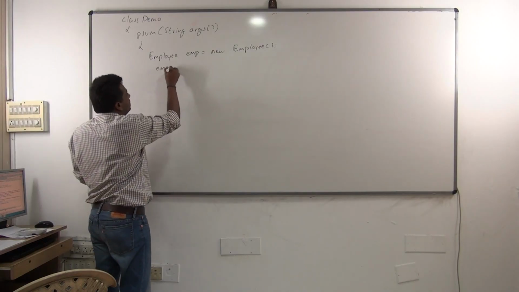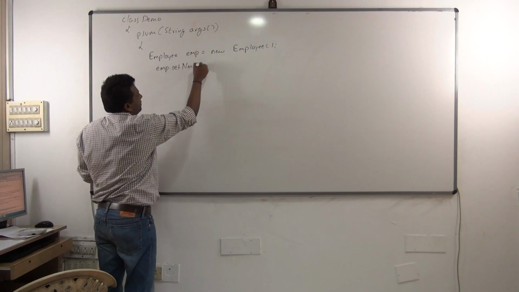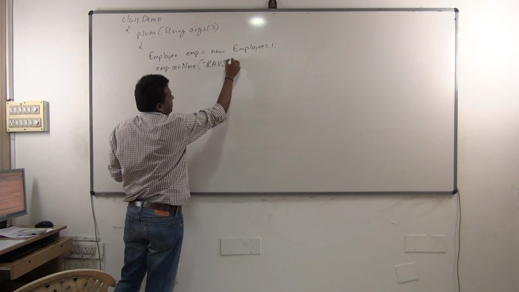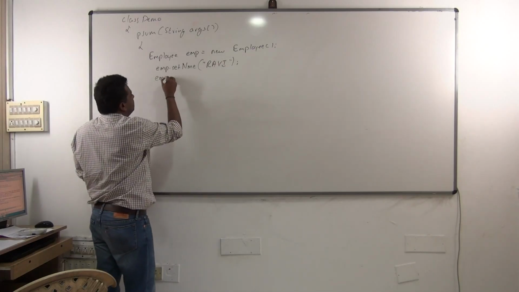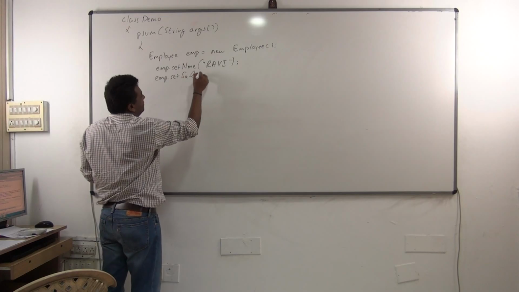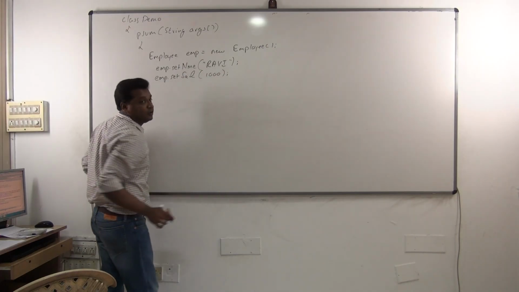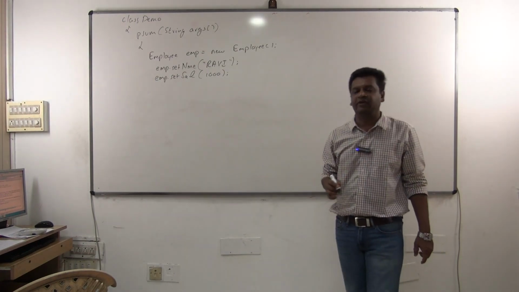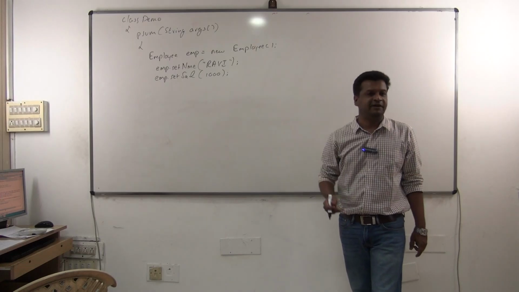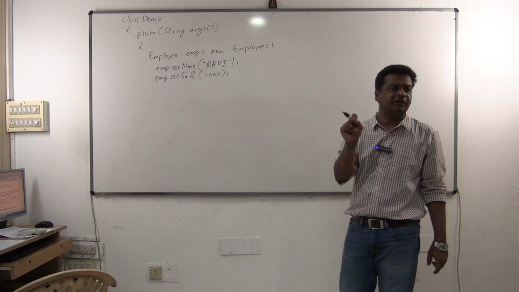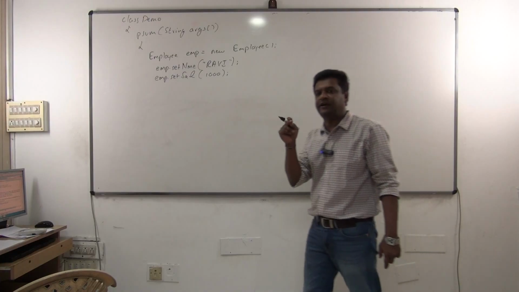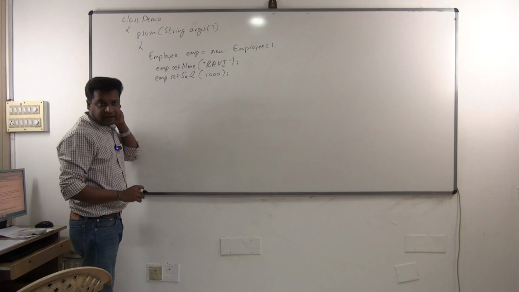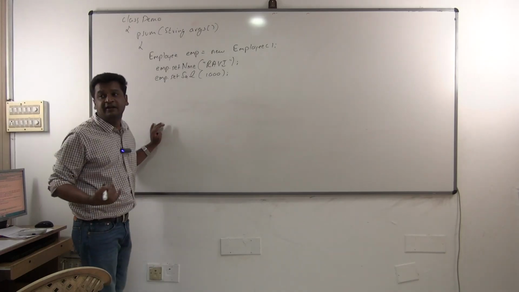So emp dot setName. Call the setter methods and set the value. I'll add a value called Ravi, and emp dot setSal, I'll give the value as 1000. Notice I'm giving only the name and salary. I'm not giving the primary key value, ID. EID I'm not giving. Why? It is automatically generated, because we use the tag generator class is equal to increment. So the tag will actually generate your primary key value, so I'll not be giving the ID for this.